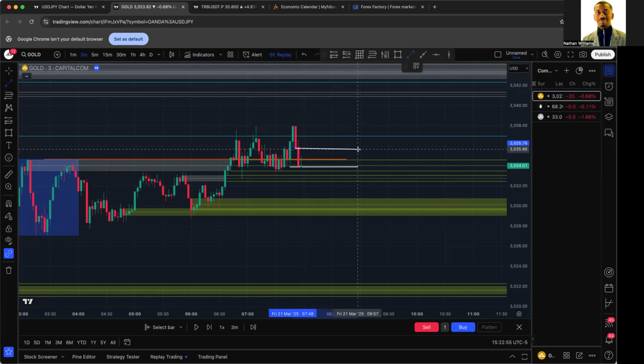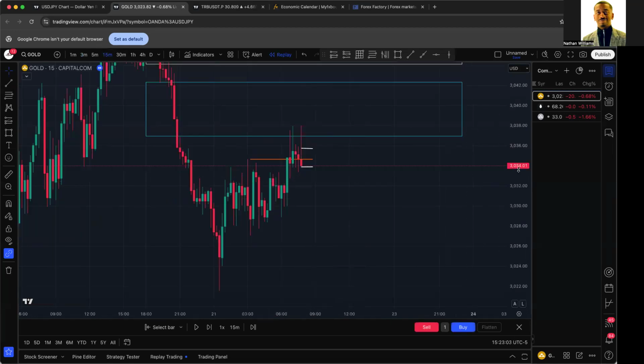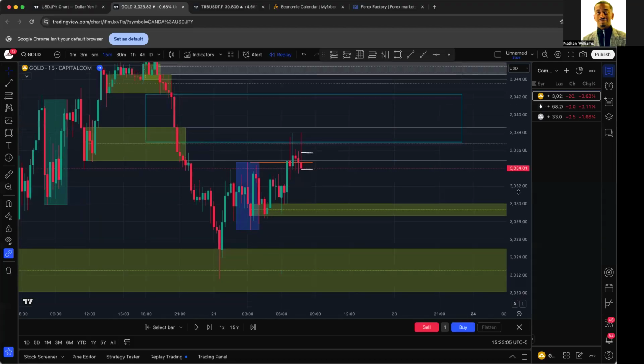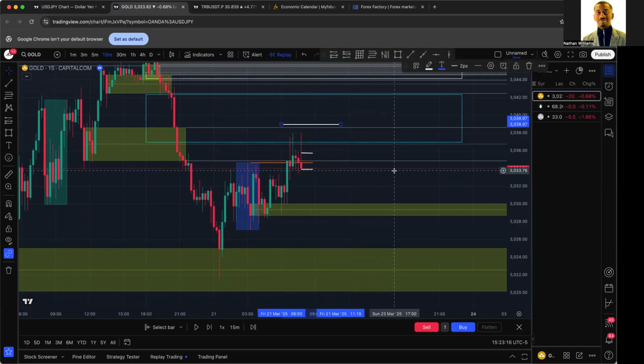So those are the two areas that I would look at for an entry. Now, for a stop loss, I go back to that 15-minute time frame. I like to use 15-minute time frames for my stop losses. You see the bearish breaker right here. I will put my stop loss just above this bearish breaker. That's where I put my stop loss at. Boom, like so.